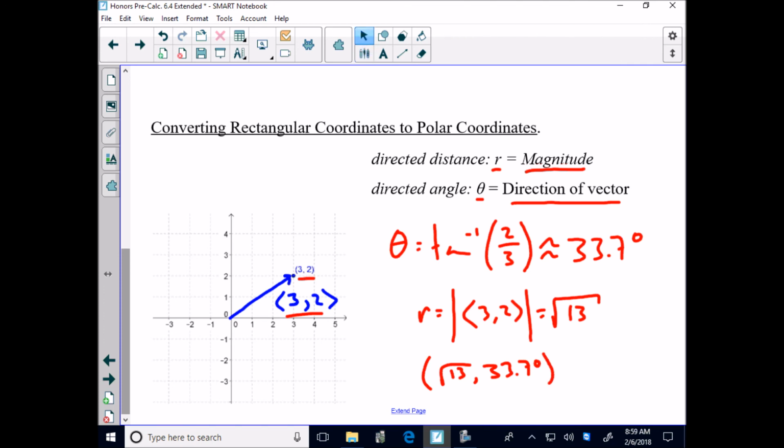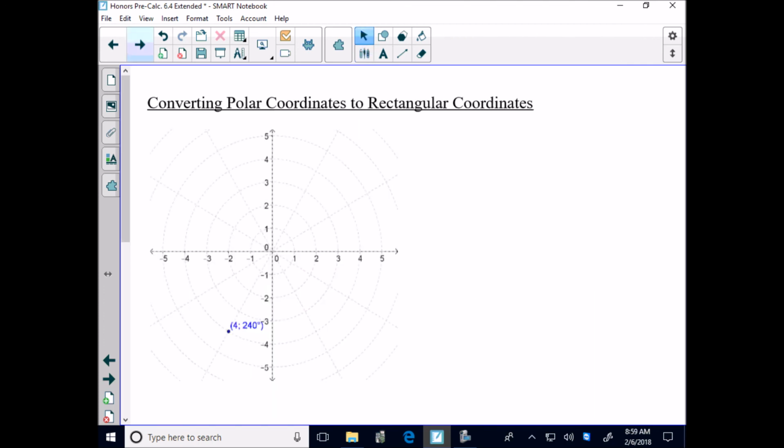All right, guys, so we're going to let you try a couple of these on your own, converting from polar coordinates to rectangular coordinates and from rectangular coordinates to polar coordinates. We're going to use vectors extending from the origin to our point to do this, and we'll take a look at this in a second.